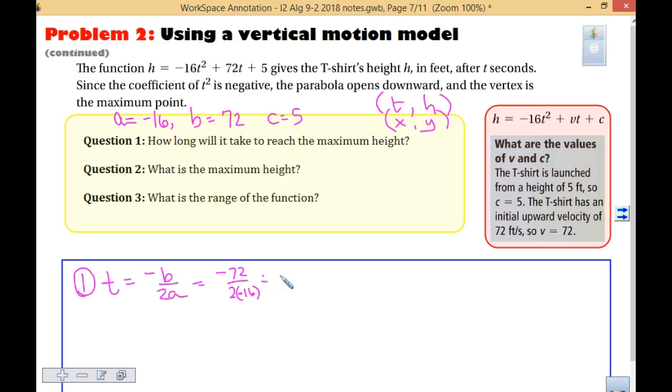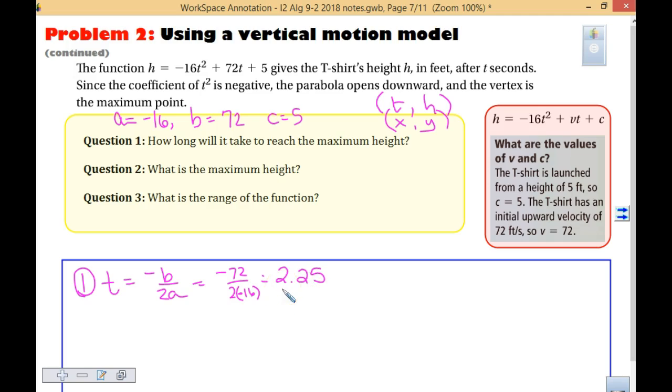What'd you get, Mary? 2.25. Came out positive, right? Which it has to come out positive, right? If you're dealing with time, it doesn't make sense otherwise. So really watch those negatives and substituting that in as a negative 16. So this comes out to be 2.25.